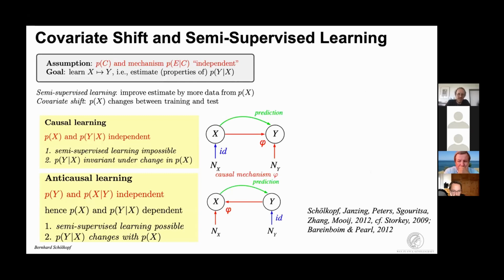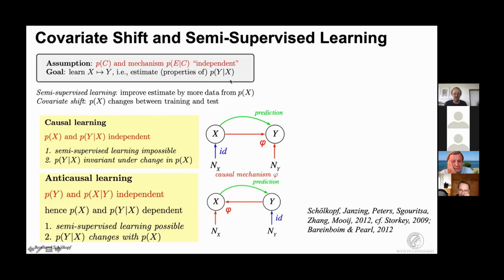Now, let's still assume our independence assumption. So the probability of the cause and the mechanism, or the conditional of effect given cause, are independent. So one thing tells us nothing about the other and vice versa. Now, we want to do machine learning, which means we want to learn a mapping from X to Y, which means we want to estimate some properties of P of Y given X. One particular task that people are interested in is called semi-supervised learning. The idea is, let's get additional unlabeled data so we have more information about P of X, and let's see what that helps us for learning. So how does that help us get a better estimate of P of Y given X?